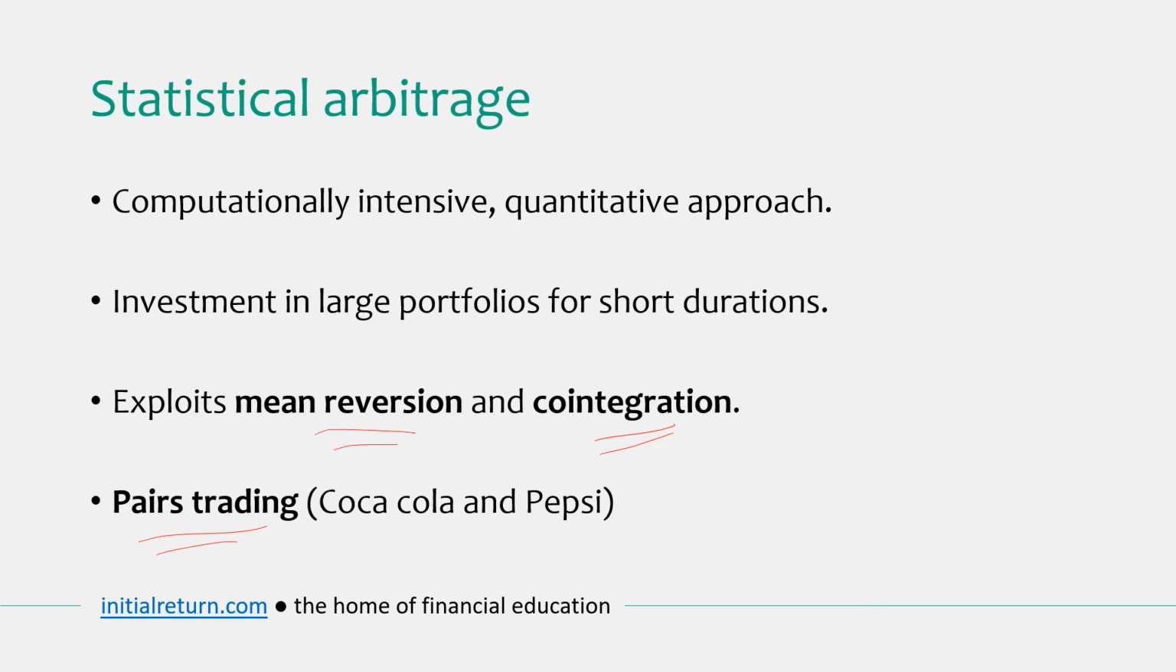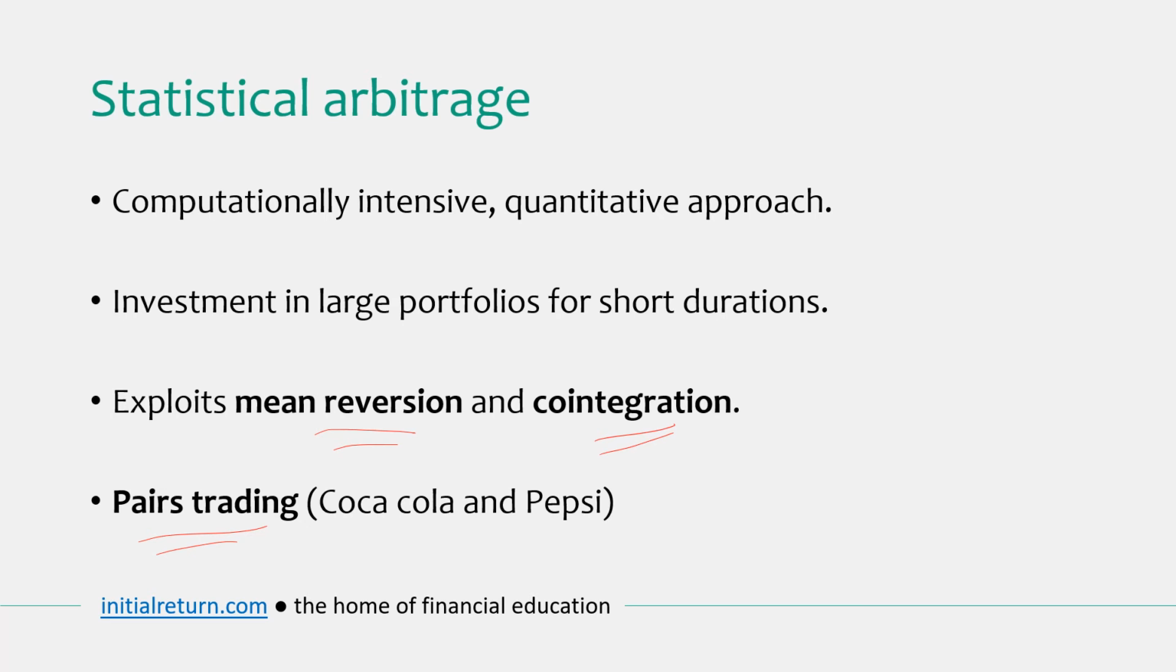So the whole idea of statistical arbitrage is to build large portfolios containing such correlated stocks and rely on mean reversion and co-integration. And these large portfolios are actually invested typically for short durations to exploit those mispricings, right? And eventually the position can be liquidated or updated.